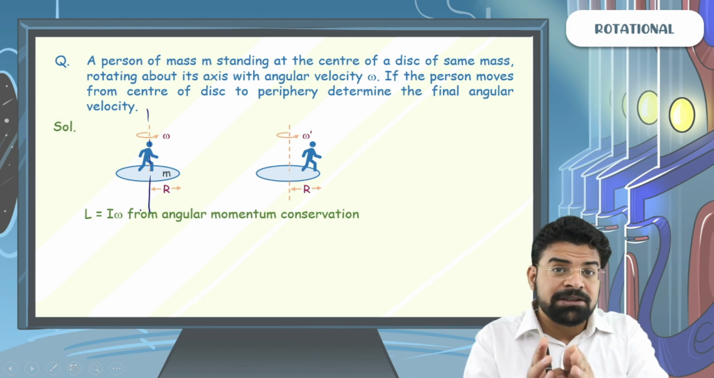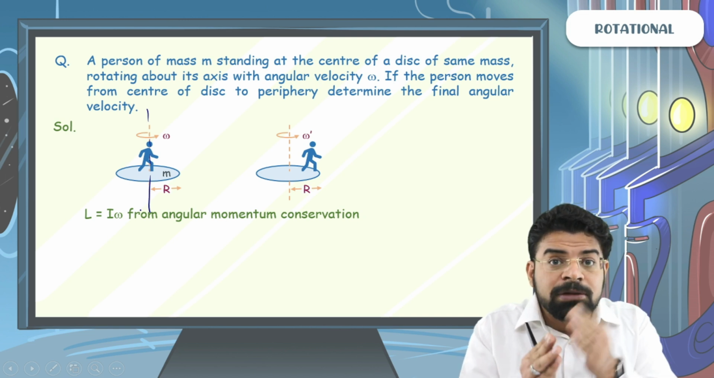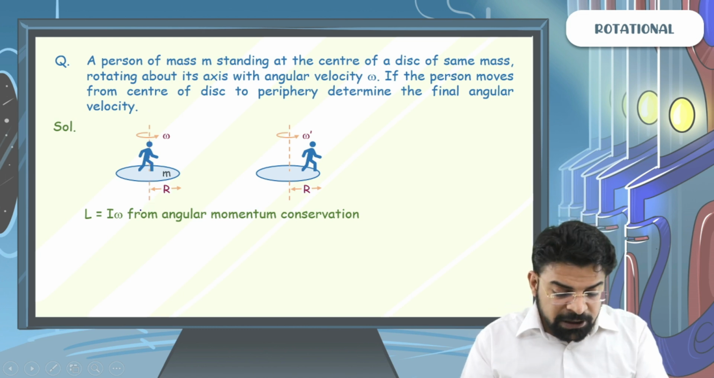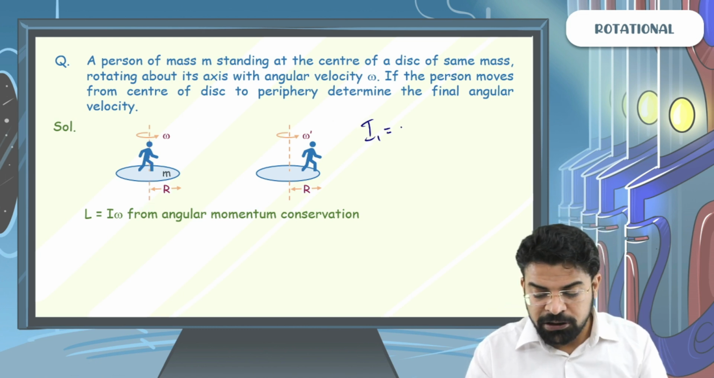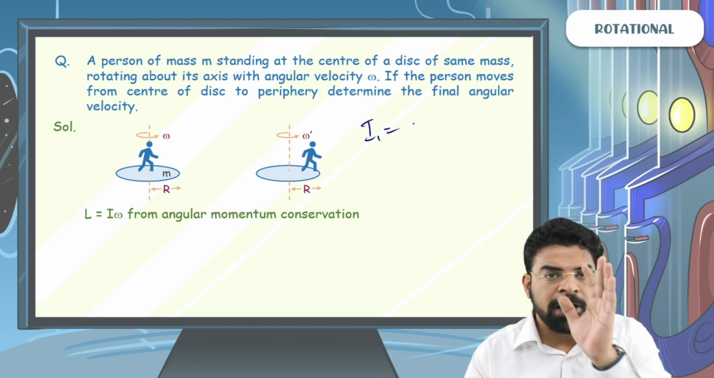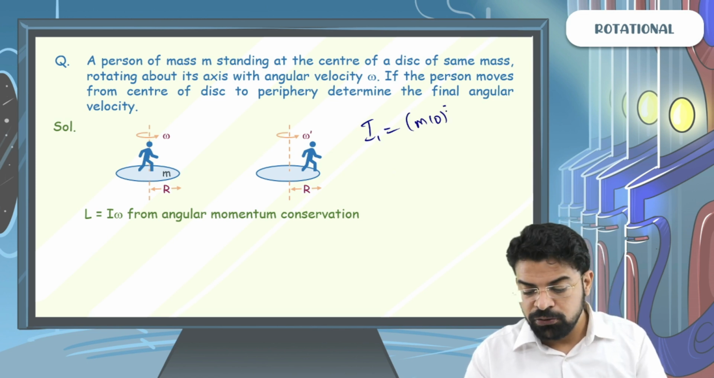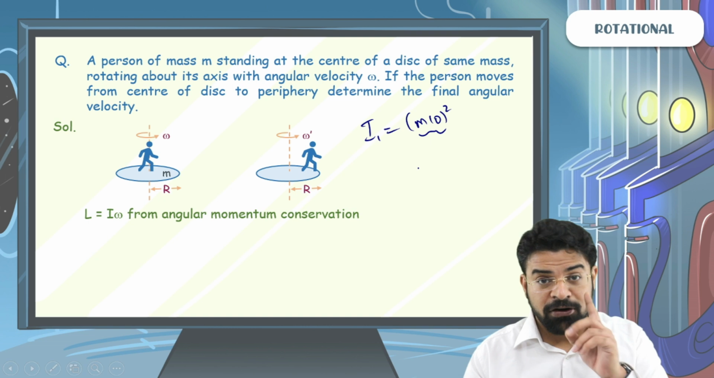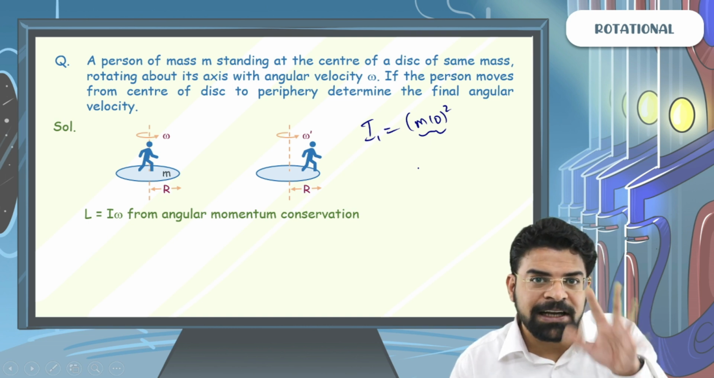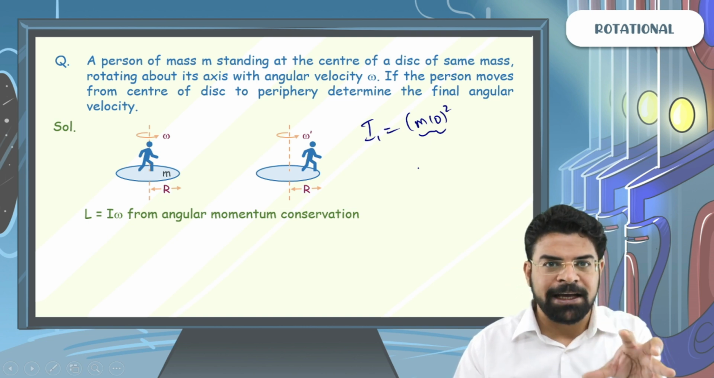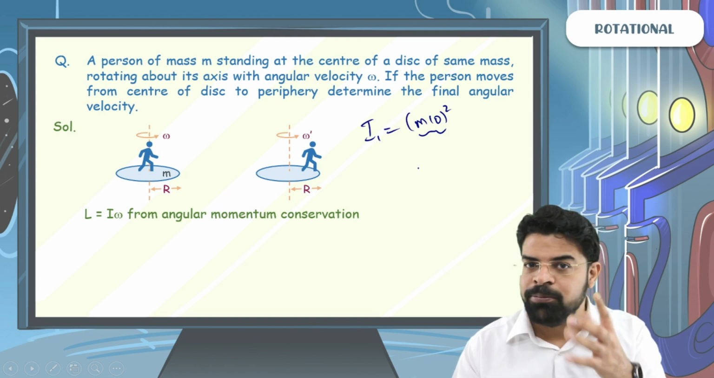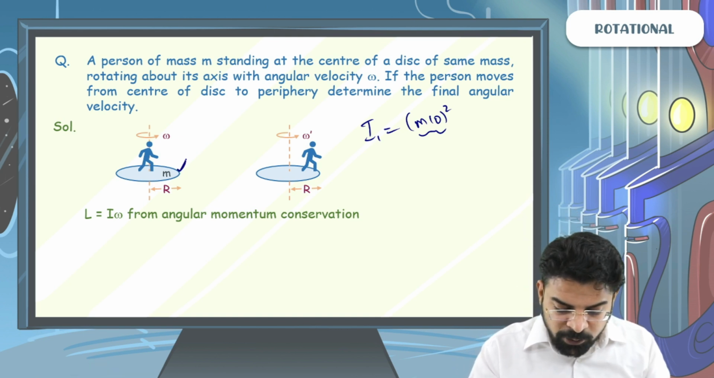So the distance of the mass of the person from the axis is 0. So when we write the initial moment of inertia, there will be no contribution of the mass of the person. So that will be m into 0 square. This is the moment of inertia of the person about the axis. Since the entire mass of the person lies on the axis, there will be no moment of inertia because of the person. Now how to write the moment of inertia of the disk?